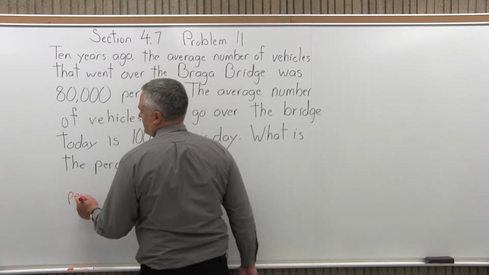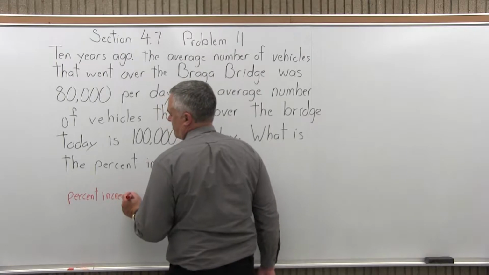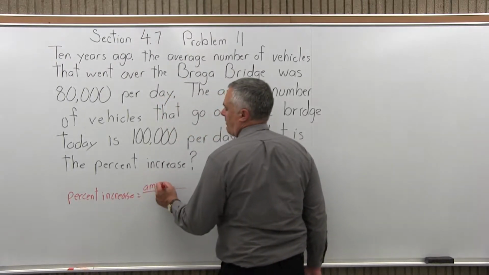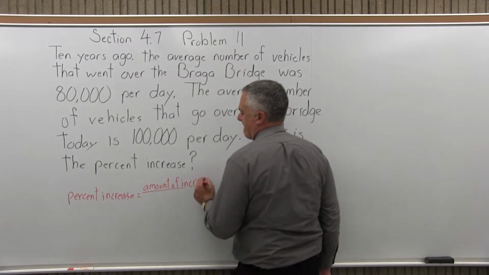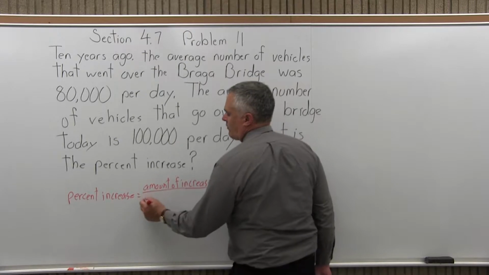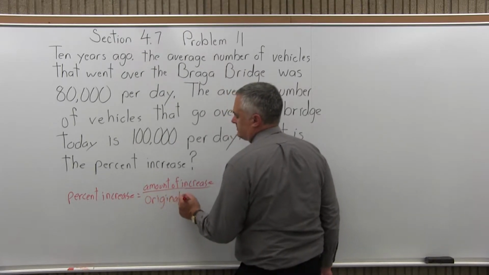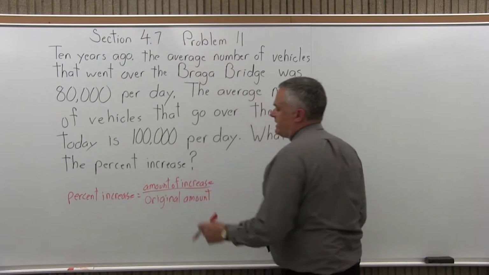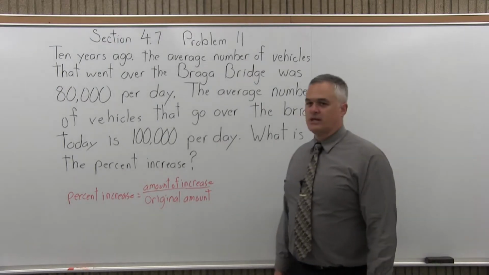So percent increase equals amount of increase over original amount. And then you have to write it as a decimal. What you'll get is, you have to write it as a percent. You'll get a decimal.